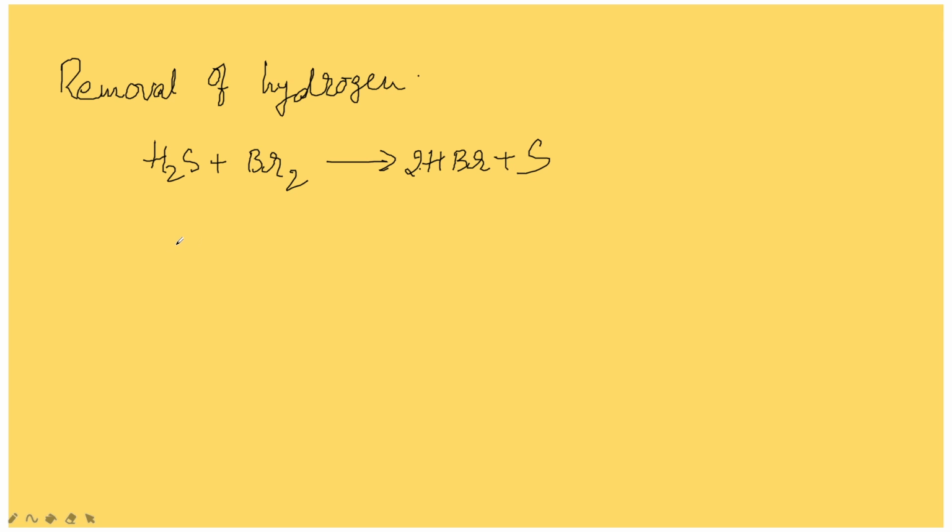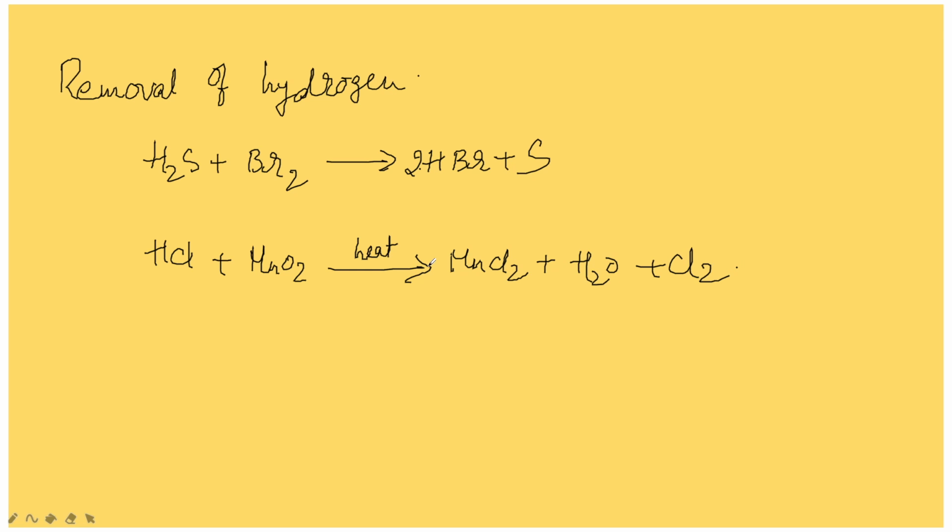Next, come to hydrochloric acid. This is also another reaction which you can see as an oxidation reaction. Manganese oxide, when heat is produced, gives rise to manganese chloride plus H2O plus Cl2. Here also hydrogen is removed from HCl, from its acidic nature. Hydrogen is removed from hydrochloric acid, that's why it is an oxidation reaction.